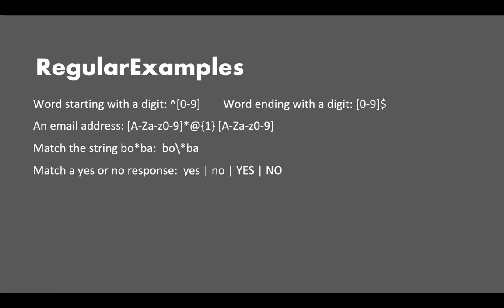And one last thing that we can talk about here is that we can also use the OR operator, which we didn't mention before. So for instance, if we want to match a yes or no response, we can just put the OR between these two strings, and then it will match either of them.